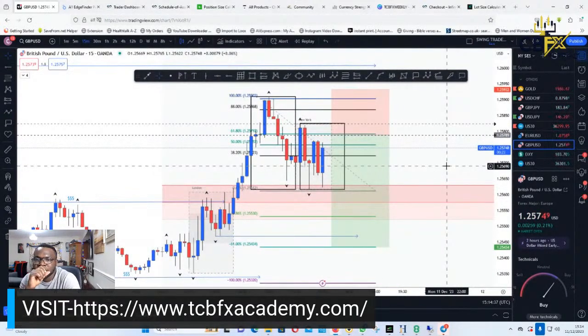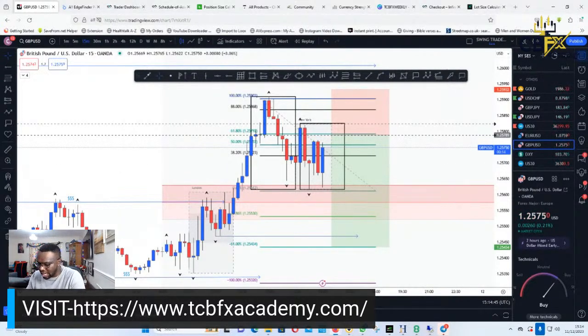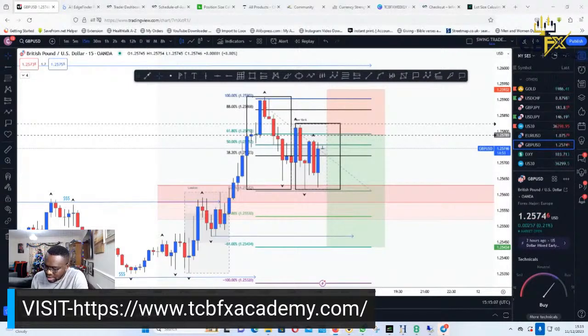So I'm watching this candle close in a few seconds. Watch this. The next candle is going to be our target. Cool, cool, cool. Watch this, guys. Watch this candle, yeah?